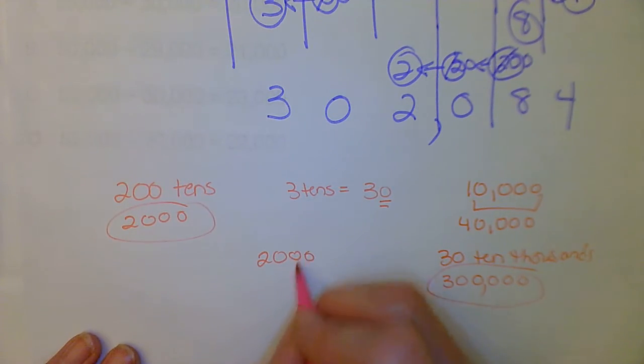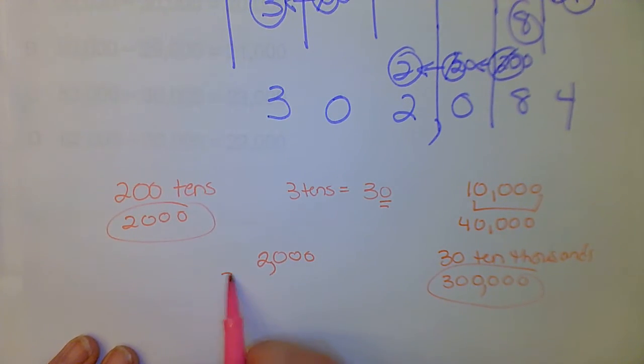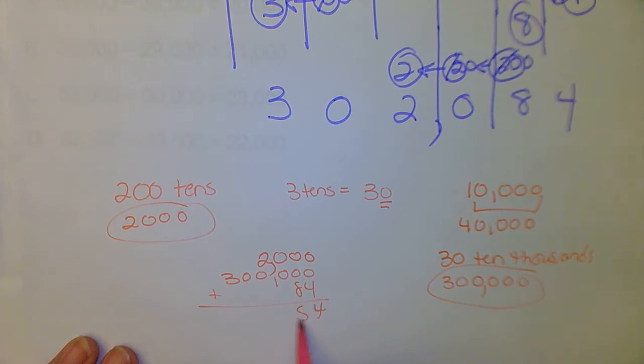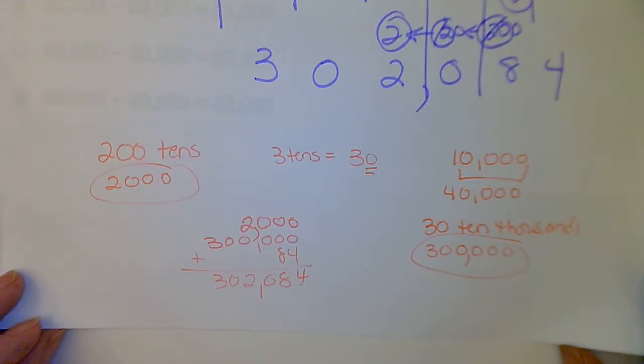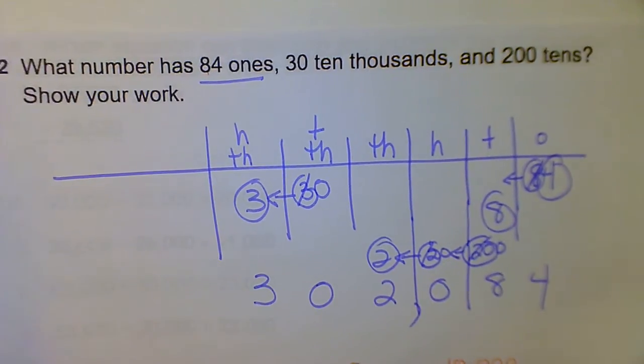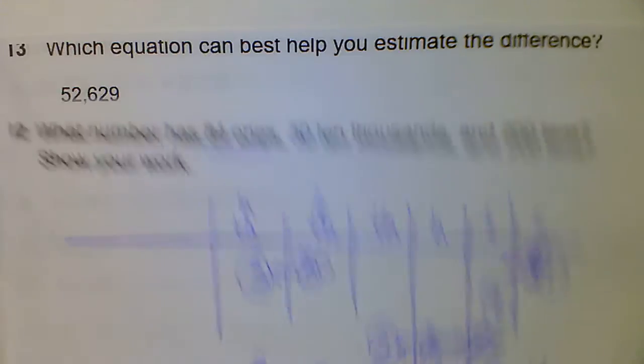So I have my 2,000, my 300,000, and my 84 ones. And this is a nice, easy addition. And I get the same answer. So no matter which way you decide to do it, if you decide to do the unsmushing, right, the regrouping, if you want to do it this way, whichever way you want to do it, you pick, it's your choice.